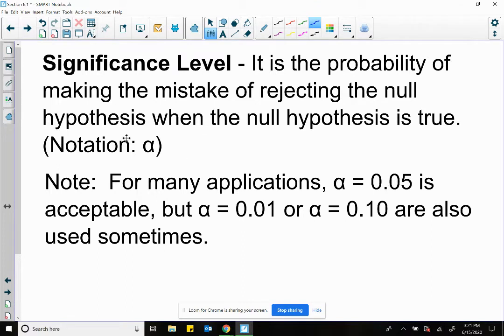Okay, we call it alpha as the notation for it. And there are 3 that we generally use. Most of the time we're going to use a 0.05. Okay, so we're going to use a 0.05 significance level. Okay, but other times we sometimes will use the 0.01 or the 0.10. Okay, so again, this is a probability that we're going to make the mistake of rejecting the null hypothesis when it actually really is true.